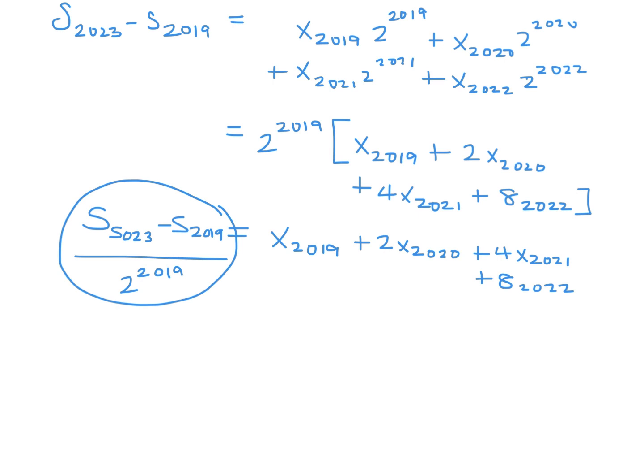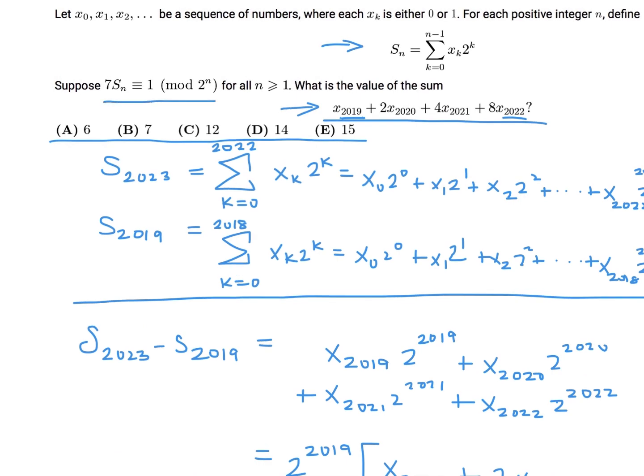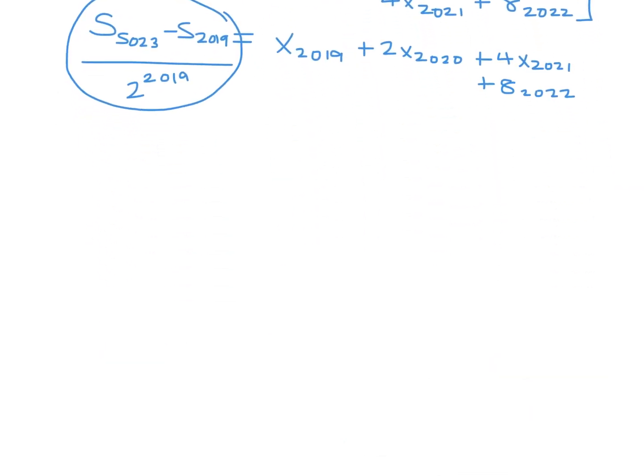Okay, all right. Okay, where do I go from here? At this point, I think we need to utilize something that they gave us in the question, which is this guy right here: 7 times Sn is 1 mod 2 to the n. So this one, of course, we will need to save for the future, but this 7Sn is equivalent to 1 mod 2 to the n.